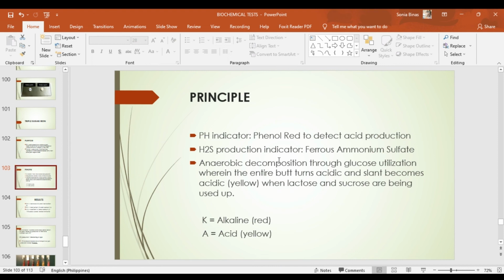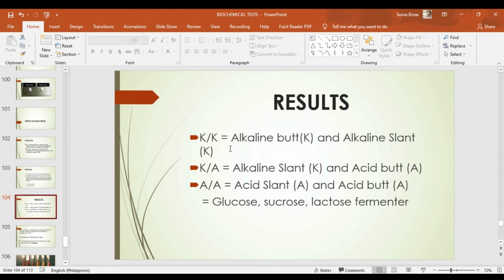So, anaerobic decomposition through glucose utilization wherein the entire bath turns acidic and slant becomes acidic when lactose and sucrose are being used up. So, ito yung ating mga K over K, K over A. So, sa ating, pag sinabing K over K, meron siyang alkaline bath and alkaline slant. While our K over A, meron siyang alkaline slant and acid bath.